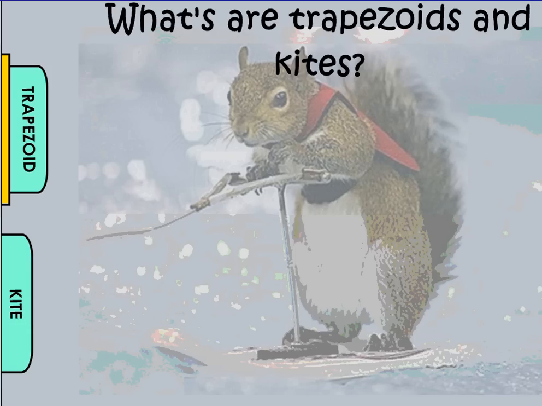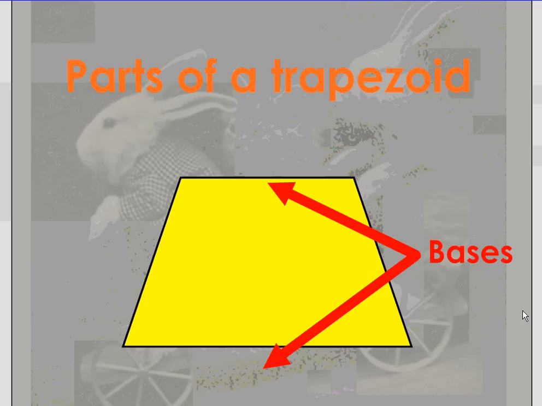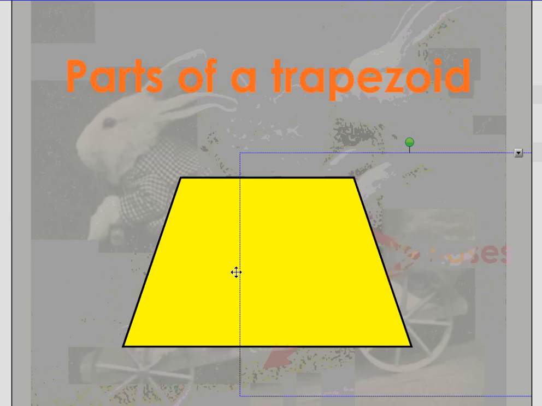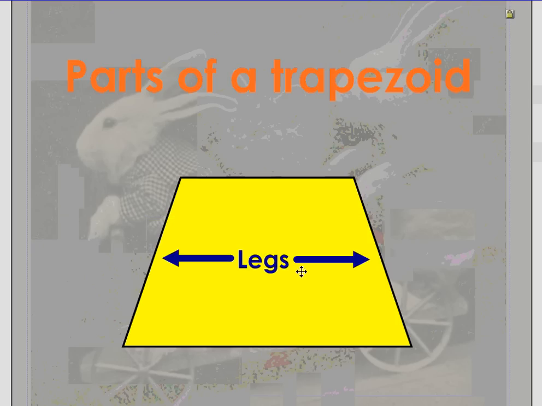We have several theorems that have to do with trapezoids and kites, but first we need to understand the different parts of the trapezoid. A trapezoid has a pair of parallel sides, and these parallel sides are called bases. The non-parallel sides of a trapezoid are called the legs.